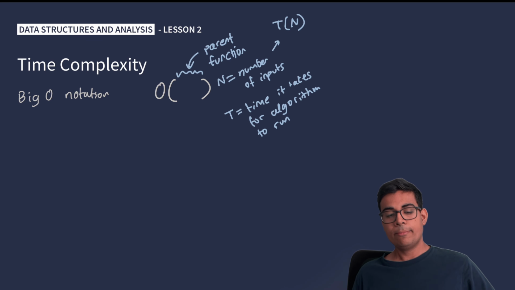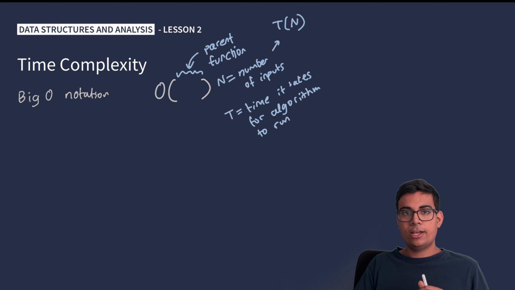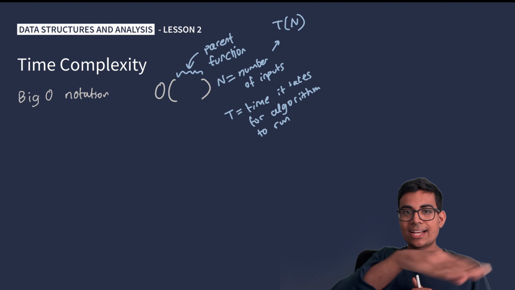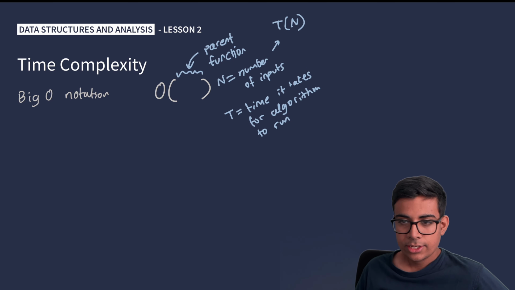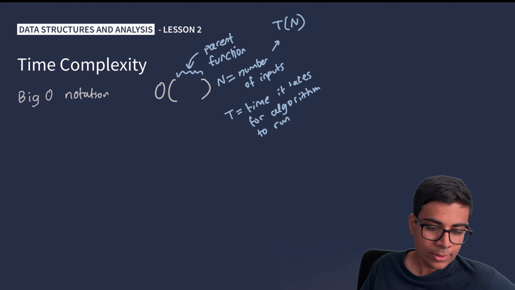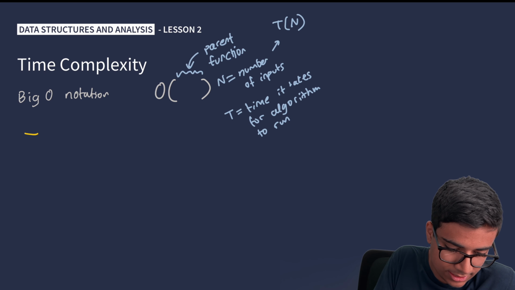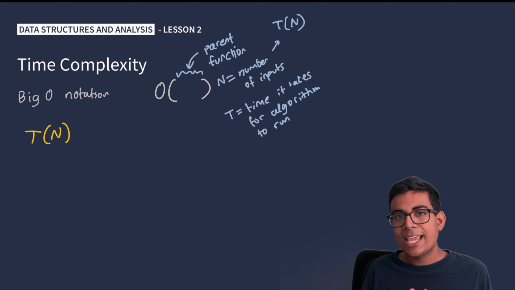T of n. Because if you think about it, the time it takes, I'll put it right here. This is going to be your y-axis. And then your x-axis here is going to be the number of inputs in your program. So in this case, we will have T of n, which is this function that we're trying to describe. And we want to represent this using a parent function.